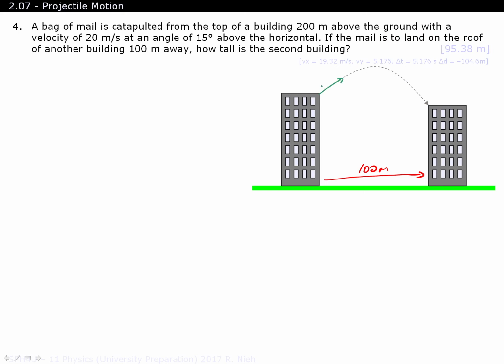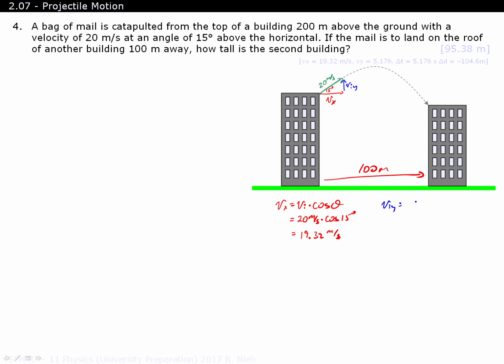This person decides to launch a parcel at a velocity of 20 meters per second at an angle of 15 degrees above the horizontal. With this brief sketch over here, we can solve for our Vx and our Viy. Again, it's probably best to just deal with these calculations from the beginning since you'll most likely need both values at the end. So our Vx is equal to our Vi times the cosine of theta, which is equal to 20 meters per second times the cosine of 15 degrees, and that gives us 19.32 meters per second.